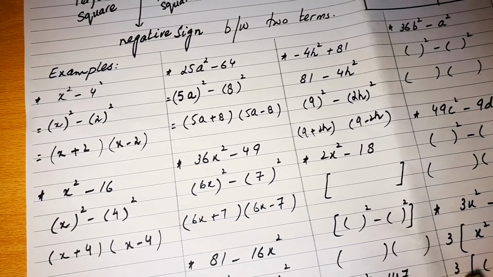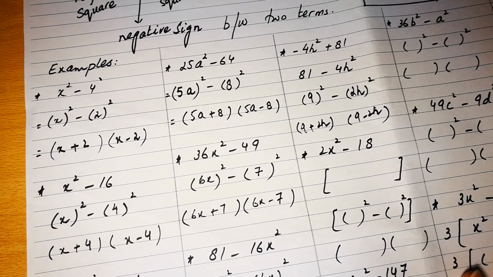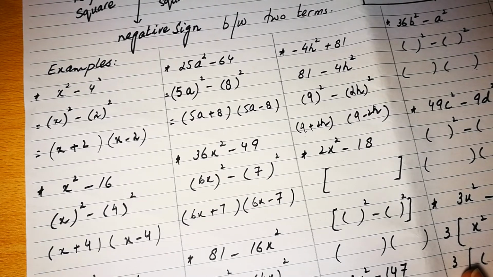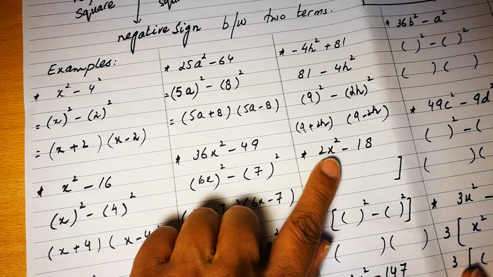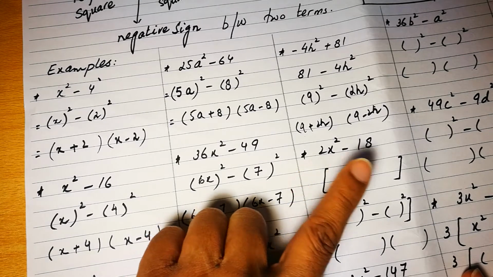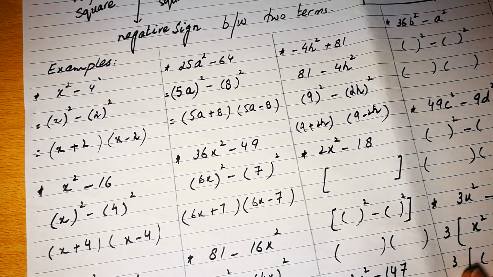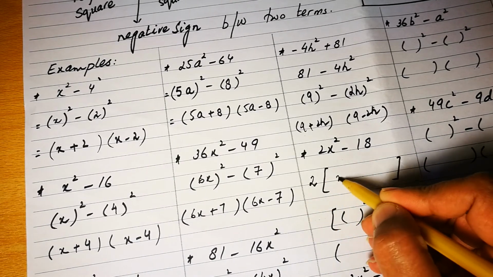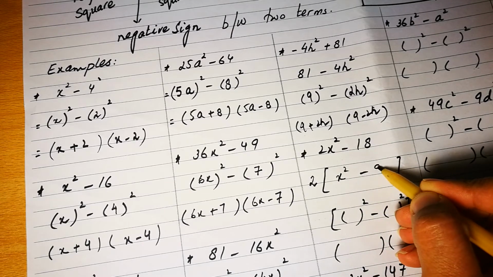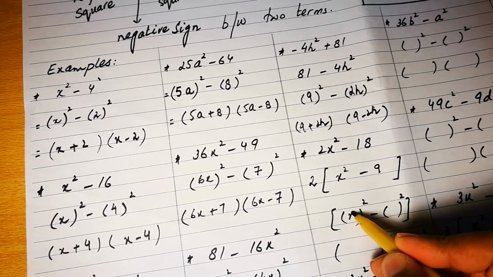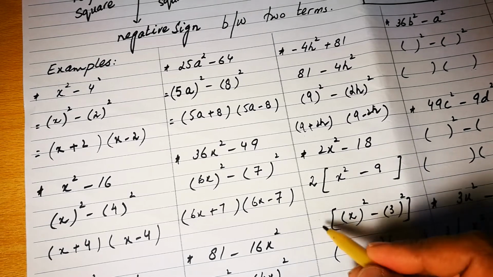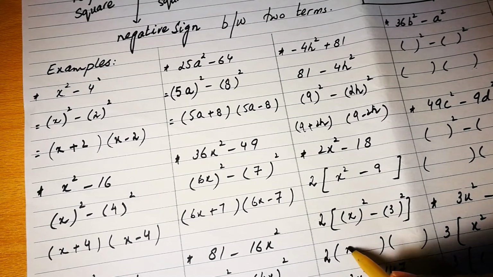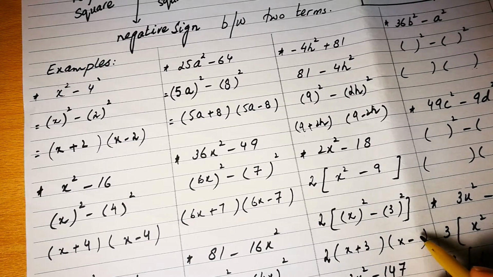Now, here we have a question, 2x square minus 18, which is not made of perfect squares. x square is a perfect square, but 2 is not a perfect square and 18 is not a perfect square. So what can I do? I can take 2 common and I'll have x square minus 9. Now this is x square and this is 3 square, and 2 will stay outside the bracket till the end. So this will become 2(x plus 3)(x minus 3).